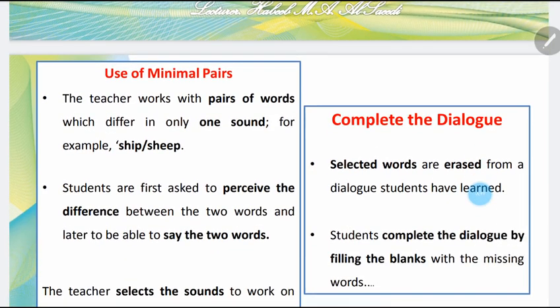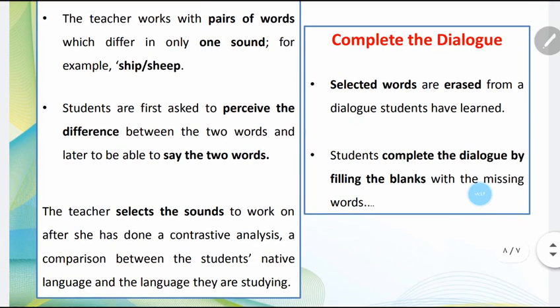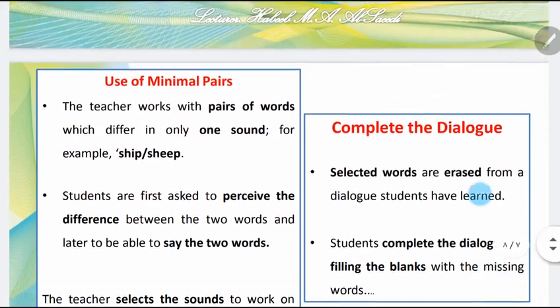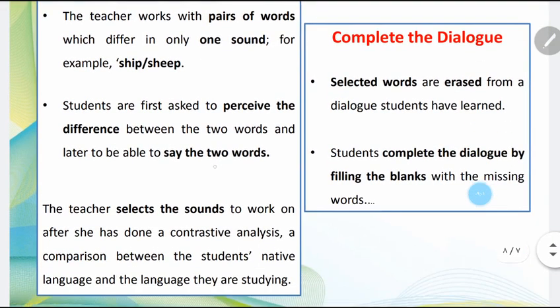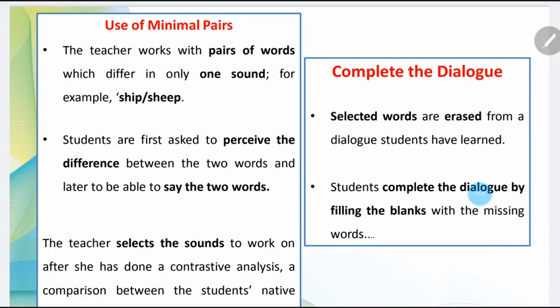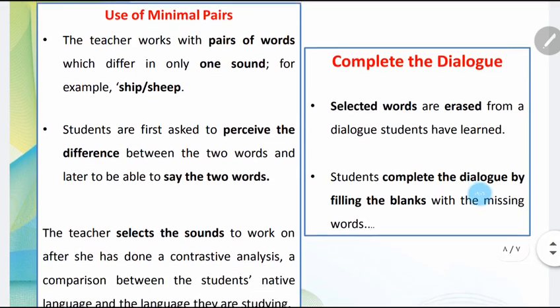Use of minimal pairs. The teacher works with pairs of words which differ in only one sound. For example, ship, sheep. Students are first asked to perceive the difference, to know the difference in the sound between the two words, and later to be able to say the two words correctly. So this drill is concerned with correct pronunciation in the audiolingual method.